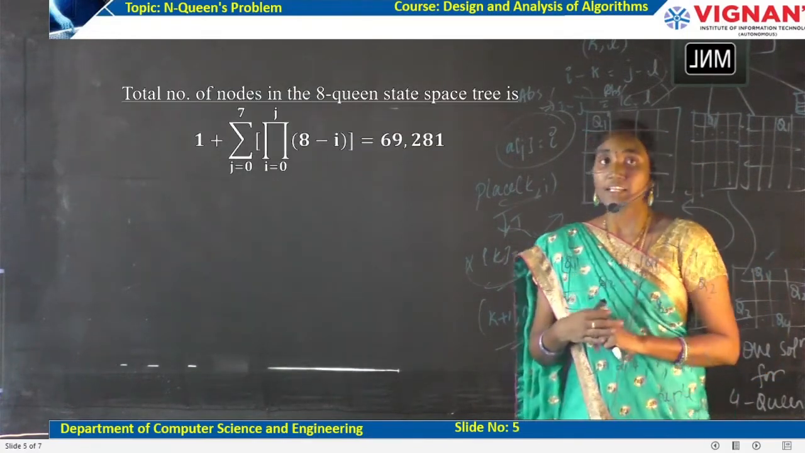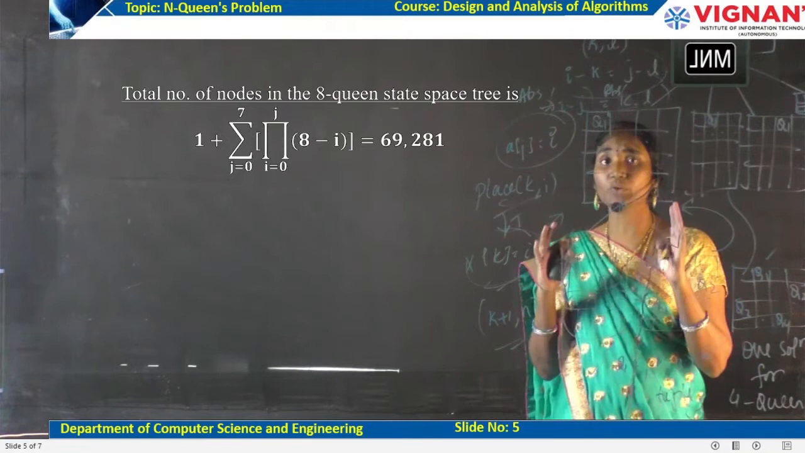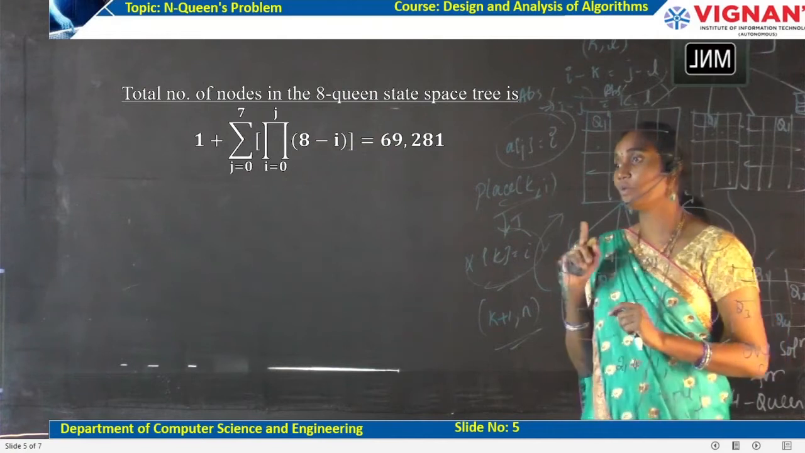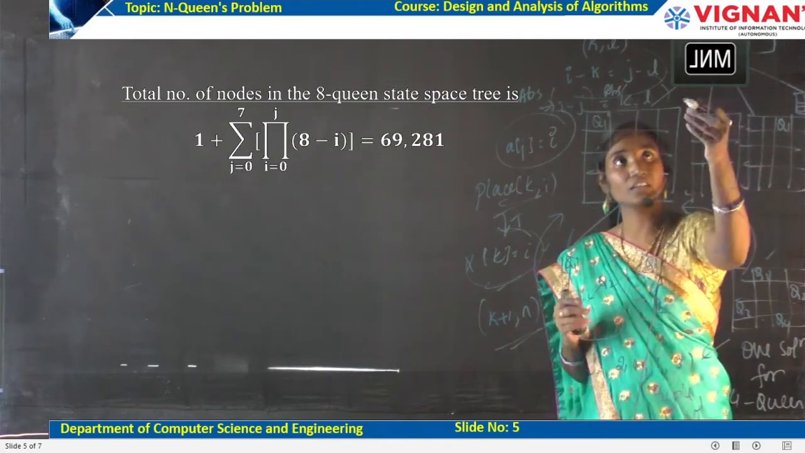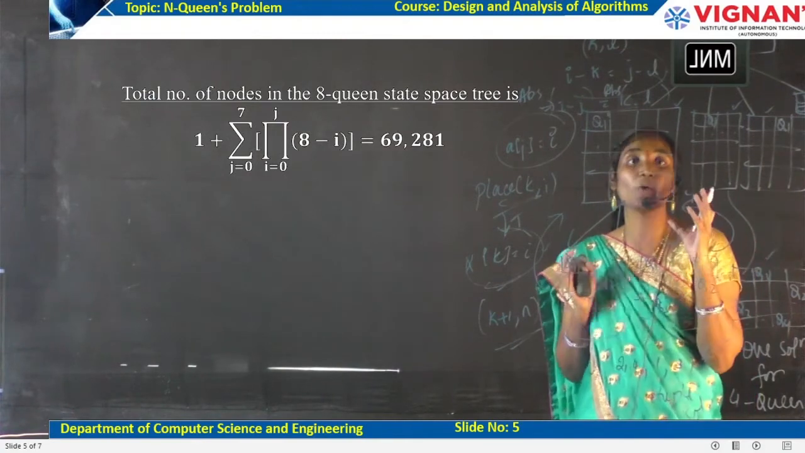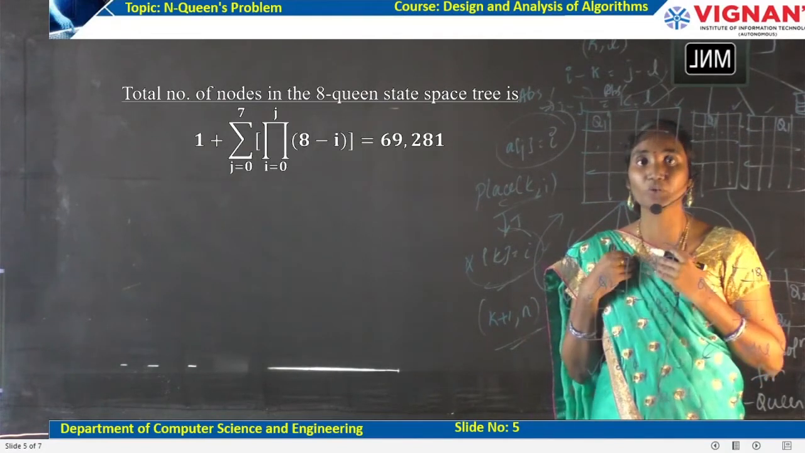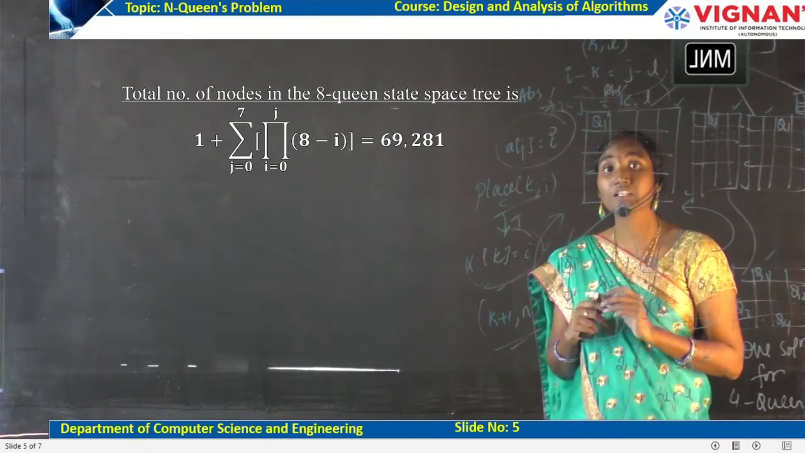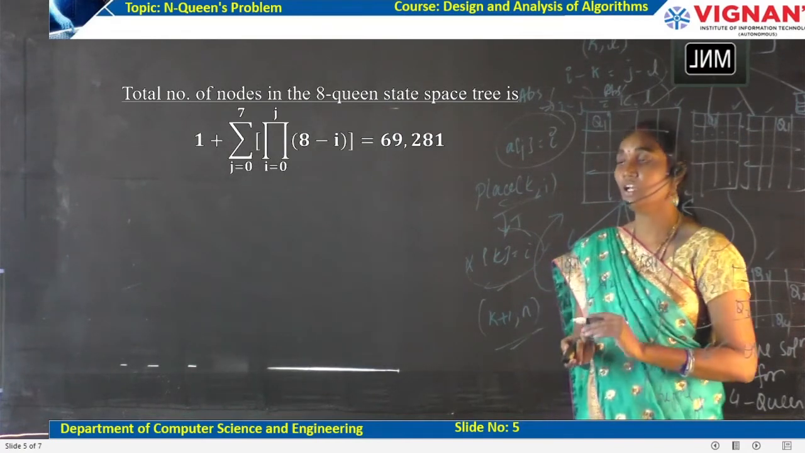Now this is the total number of nodes in the 8 queen state space tree. If I want to draw the entire state space tree for the 8 queen problem, it has 69,281 states. In this state space tree, this is one state, this is one state, this is one state. So each and every combination or decision is itself a state. So the state space tree for the 8 queens problem will have 69,281 states, and the formula is also given here.